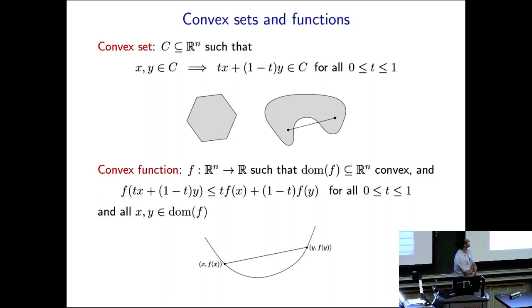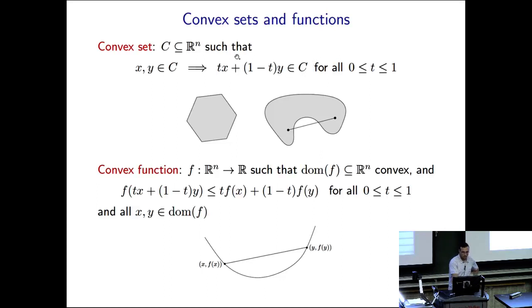So, convex sets. A set, let's call it C, in R^n, this n-dimensional Euclidean space, we call convex if it has the following property. If I take any two points from the set, x and y, and I take the line segment that joins those two points, so that's tx plus (1 minus t)y, as I let t vary between 0 and 1, that whole thing has to be contained in the set C.